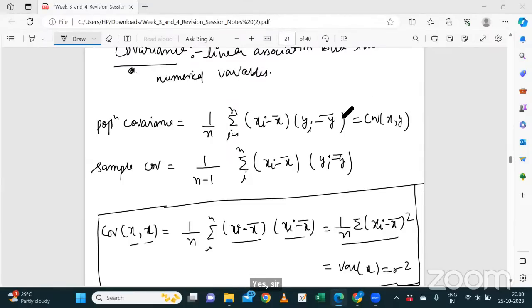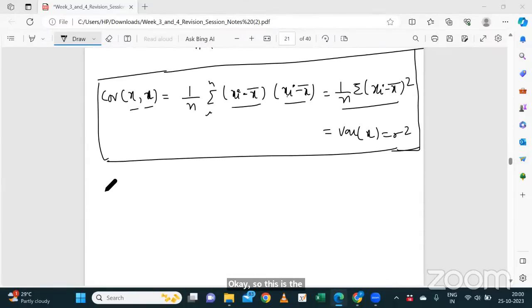Covariance has a unit, right? If I took age as x, then the unit will be year or month, something like that, right?